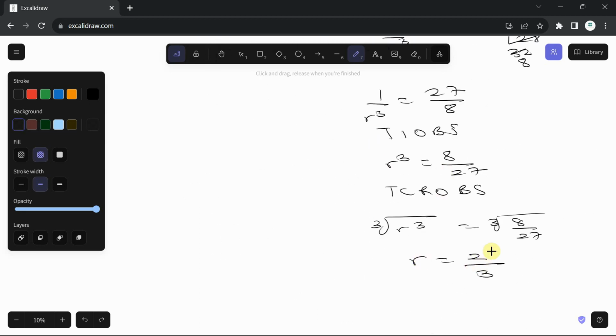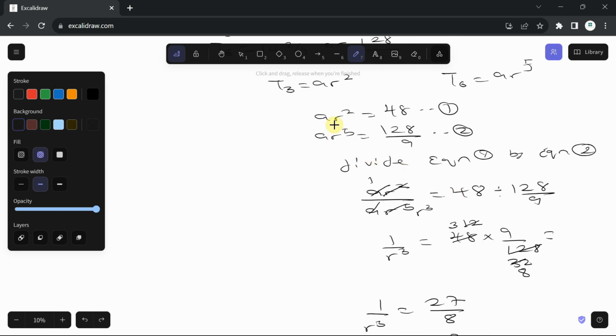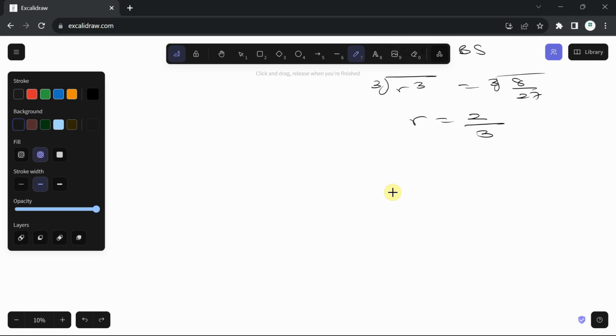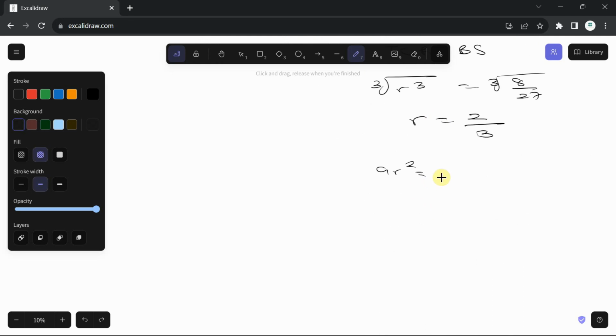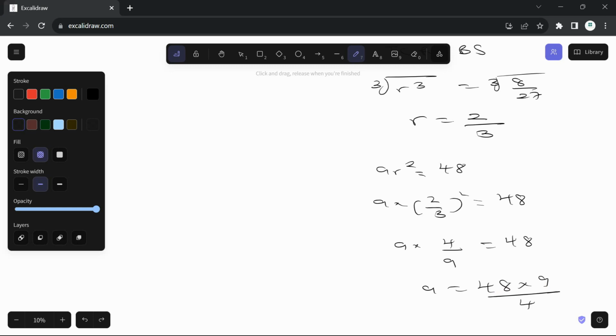So if you know the r, we can find the a, which is the first term. We know that ar squared is equal to 48. Pause the video and find the value of a. Welcome back. Let's do it together. So ar squared is equal to 48, right? If I substitute, that would be a times 2 over 3 all squared is equal to 48. So this is a times 4 over 9 is equal to 48. So a will be equal to 48 times 9 divided by 4, and that gave me 108. So my first term is 108.